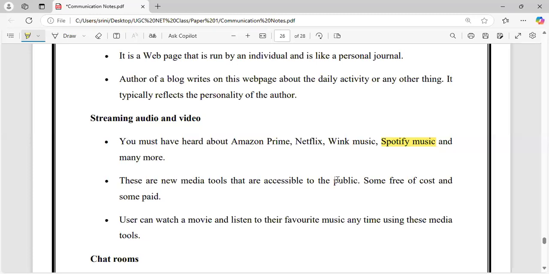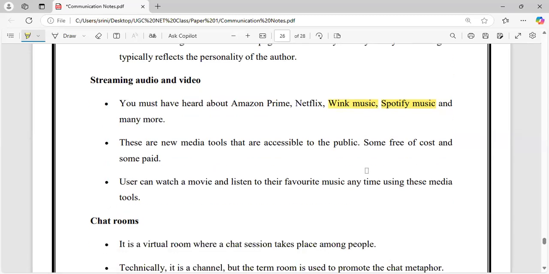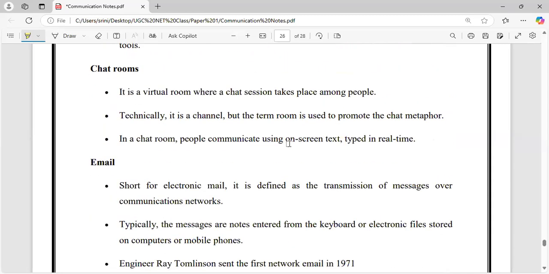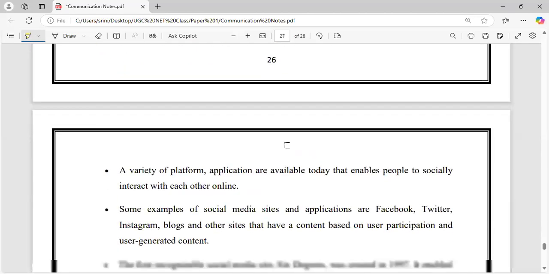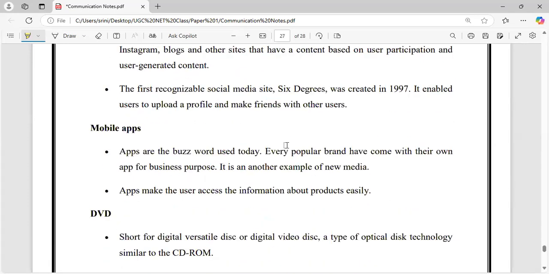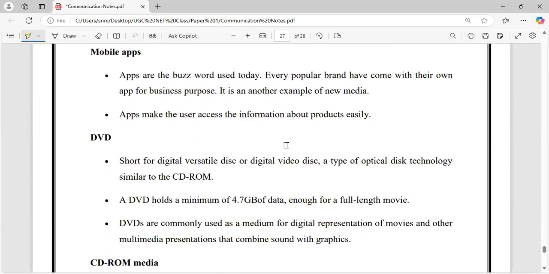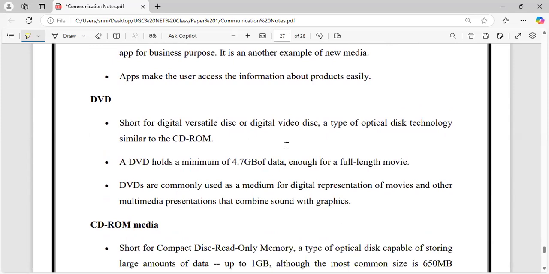Then you can see Amazon Prime subscription, Netflix, Wynk Music is completed. Wynk Music is not available now. And then YouTube, Netflix, and Jio Cinema, Hotstar, and then many applications are available, and chat rooms, email, many services available now, social media, Instagram, and many kinds of social media available here. Then mobile applications for communications are available, and DVD. It's an old media now.